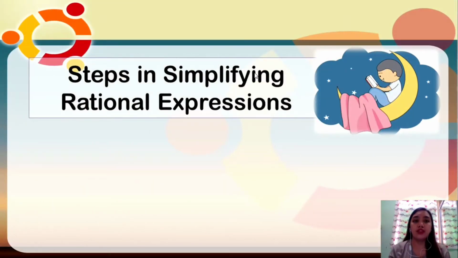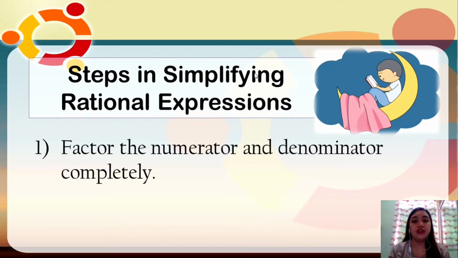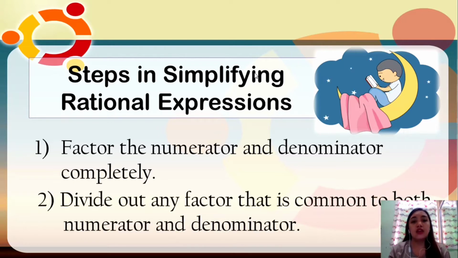So, these are the steps in simplifying rational expressions. Kaya natin ni-review ang simplifying fractions kanina kasi we are going to use the process in simplifying rational expressions. These are the 2 steps. Number 1, factor the numerator and denominator completely. Tingnan muna natin si numerator and denominator kung paano natin sila i-factor. Next, divide out any factor that is common to both numerator and denominator. After we factor, after we get the GCF, after we get the factors of each, kailangan nating i-divide para makuha natin yung final answer.